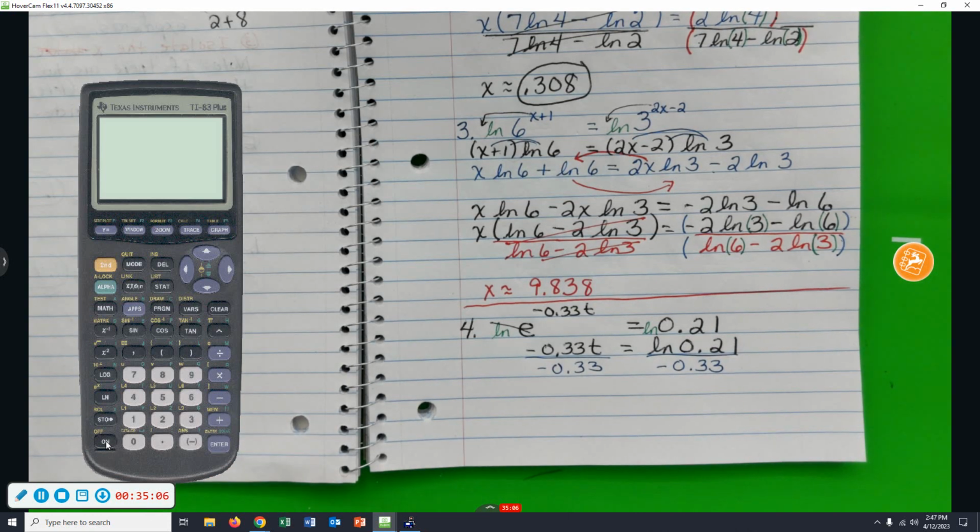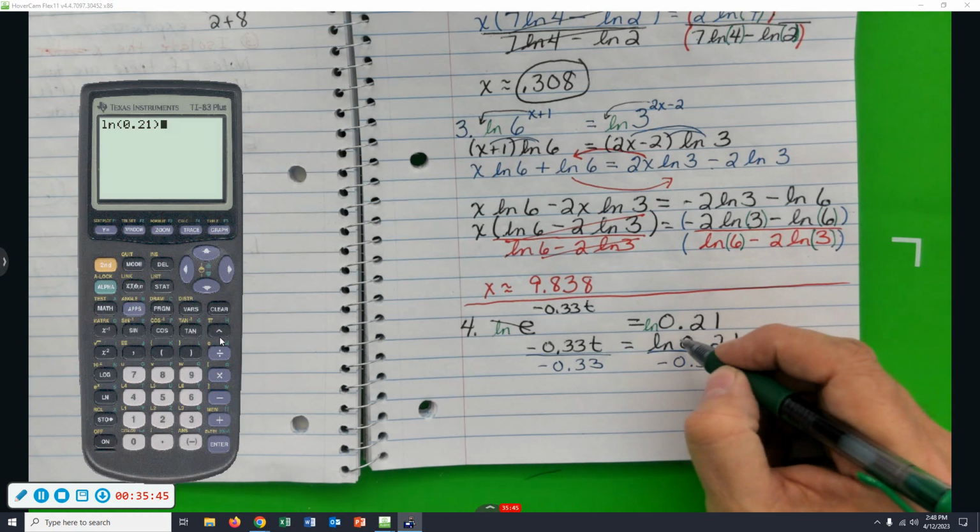Now, if there's more than one number on top in a fraction, you need to enclose the top in parentheses. If there's more than one number in the bottom of the fraction, you need that in parentheses. Here, there's only one number on the top, that's 0.21, and there's only one number on the bottom. So this one, you don't need parentheses around the top and bottom, but does that mean we're not going to need any parentheses? No, because when I hit ln, it opened the parentheses.